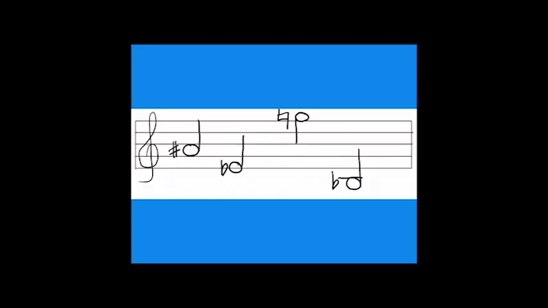Notice that no matter what kind of accidental I'm writing, it's always before the note it affects. It's also always going to be on the same line or space as that note. So see, this is A sharp and it's on the same space as the A. This is E flat and it's on the same line as the E. That even applies down here where we have a ledger line. This is B flat and that flat is below that ledger line.